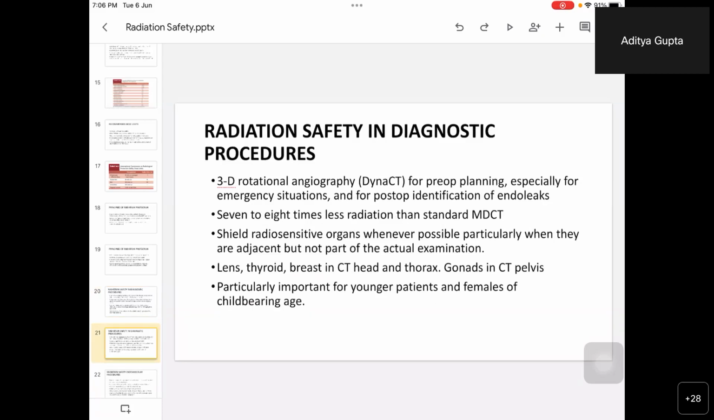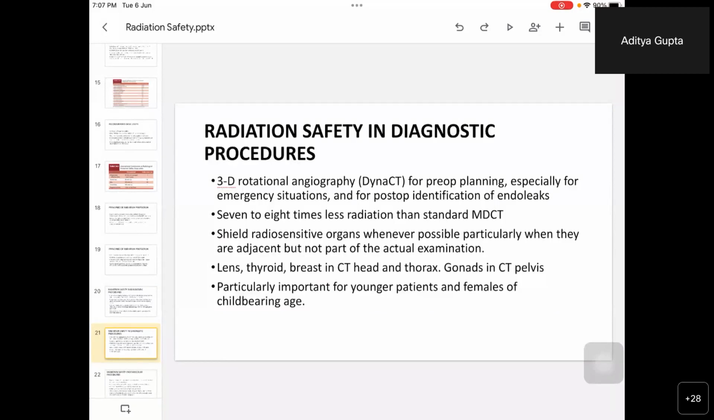We should use DynaCT, dynamic rotational angiography, for pre-op planning, essentially for emergency situations, and for post-op identification of endoleaks, as it causes 7 to 8 times less radiation than the standard MDCT.